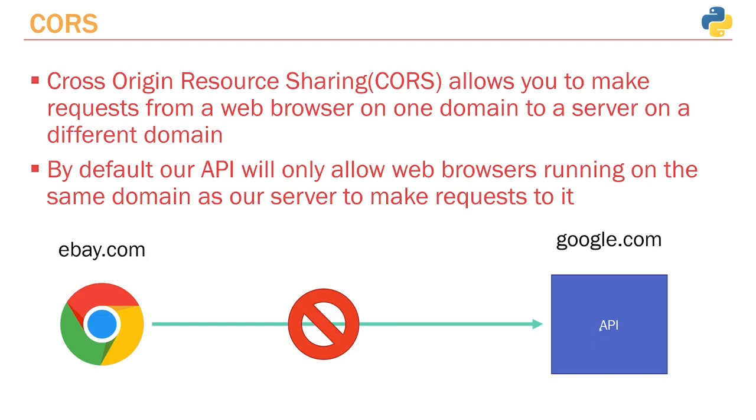Well, if our API is hosted on google.com and our website is hosted on ebay.com, ebay.com by default cannot send a request to an API running on a different domain like google.com. It's going to get blocked by CORS. However, if our website was also running on google.com and our API was also running on google.com, then they'd be able to talk just fine by default.